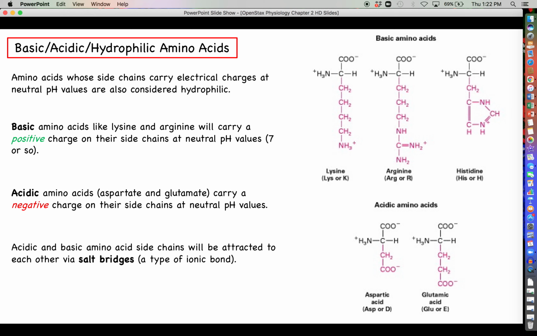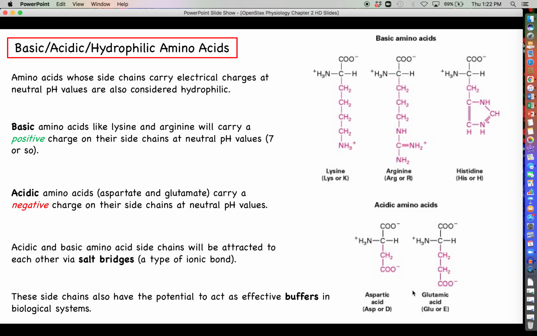It's an electrical attraction between the positively charged basic side chains and the negatively charged acidic side chains. And then additionally, we will eventually see that these side chains have the potential to act as effective buffers in biological systems. Acids and bases they may be, but they are actually weak acids and weak bases. And you'll recall that weak acids and bases make for the most effective buffers. So having a whole bunch of proteins like this in your blood actually makes for a very good way of making sure that the pH of your blood does not change too much.